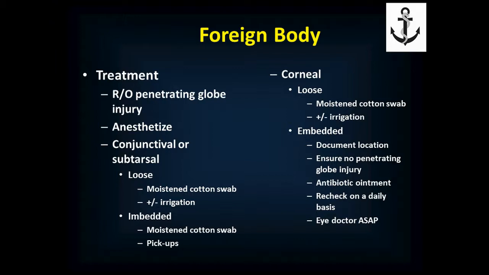On the cornea, if it's loose, you want to try to use a moistened cotton swab or irrigation to wash it off. If it's embedded, document the location. Make sure there's no findings of a penetrating globe injury, which we'll discuss shortly. Start them on an antibiotic ointment and recheck them on a daily basis. They need to see an eye doctor as soon as possible.